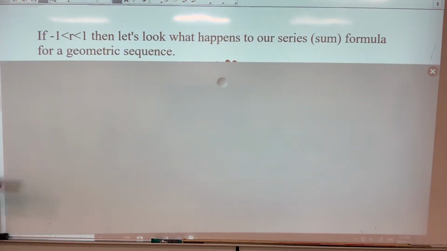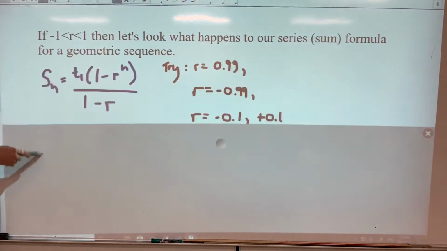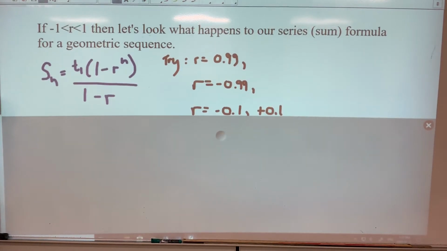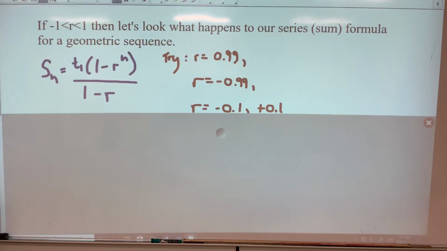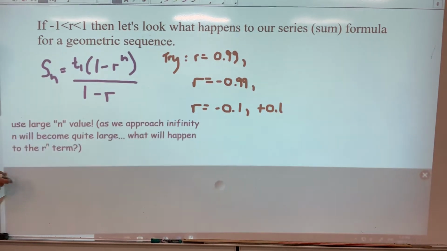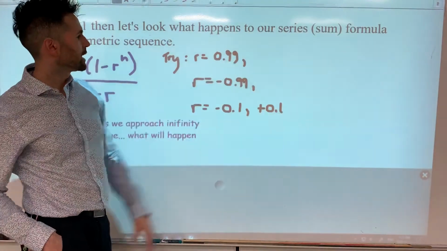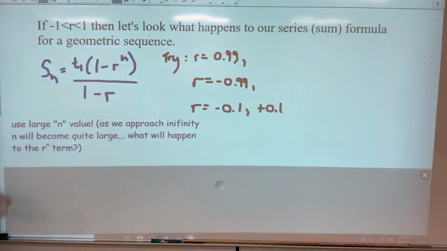Well, okay. Here's our formula from the other day. And this is just an exercise to try to see what happens if you take a random sequence and you start messing around with the R value. I think I'm going to skip this because I just want to get to the formula. If you use a large n value, say you make your R 0.99, because you're summing to infinity, n is going to get really big.